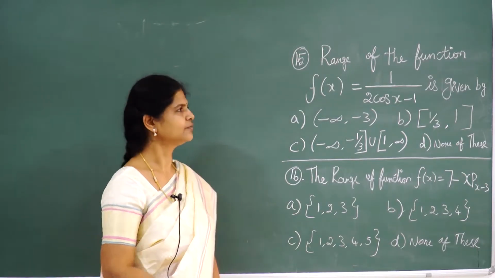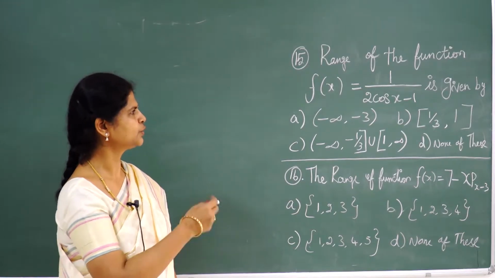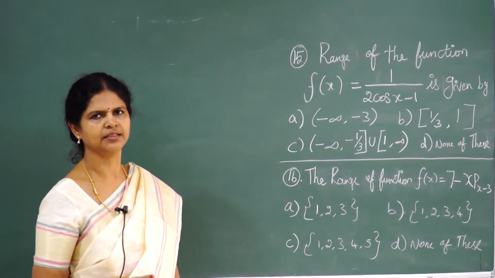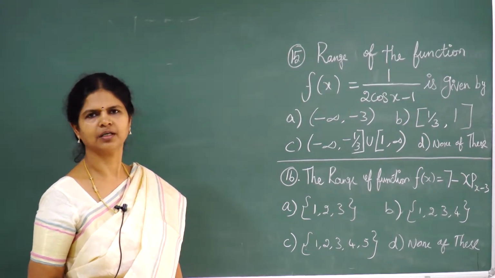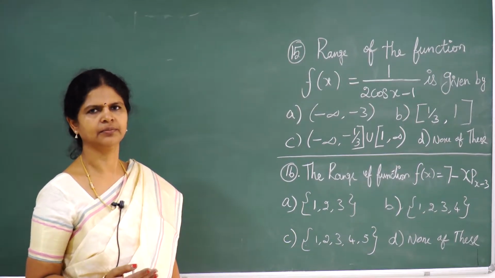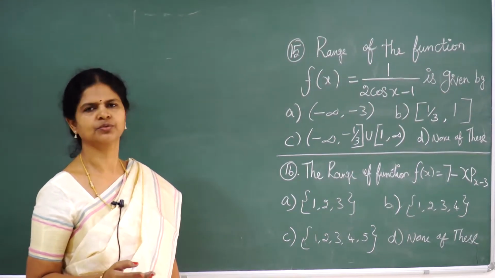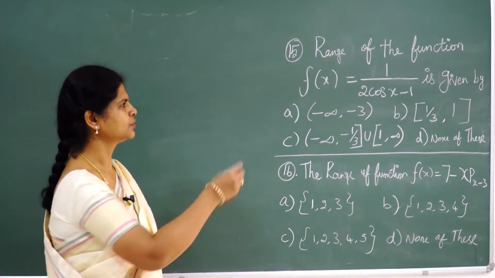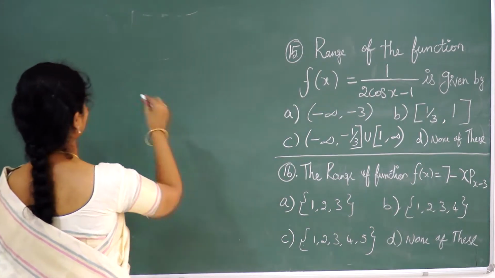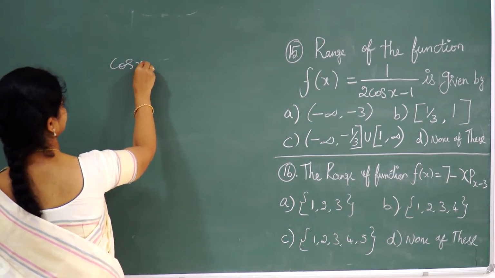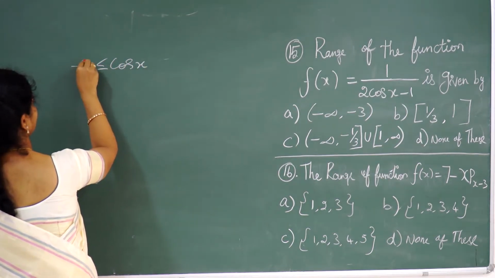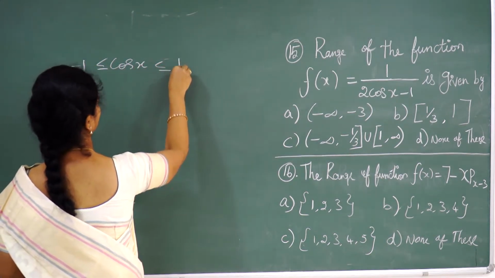Next question, find the range of the function 1 by 2 cos x minus 1. We already know the cos x domain ranges over real numbers, and its range is minus 1 to 1. So you start with cos x. Now cos x ranges from minus 1 to plus 1.